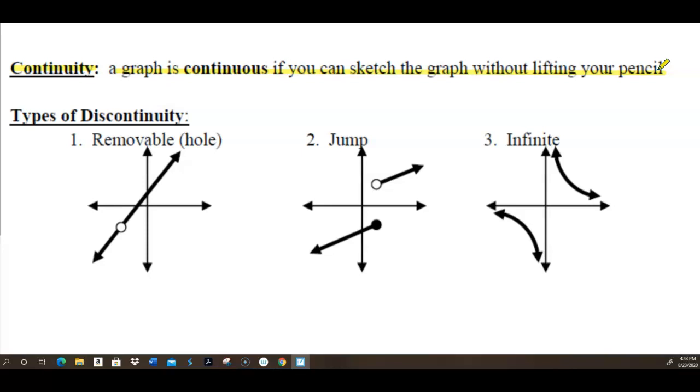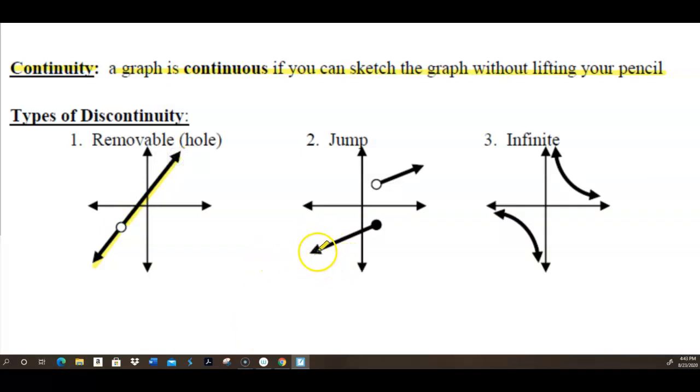All of these graphs below are discontinuous. So these are types of discontinuity. There is the removable hole. As I'm going along my graph, there's a hole in the graph. So I have to lift my pen and then continue on. So that's called a removable hole.